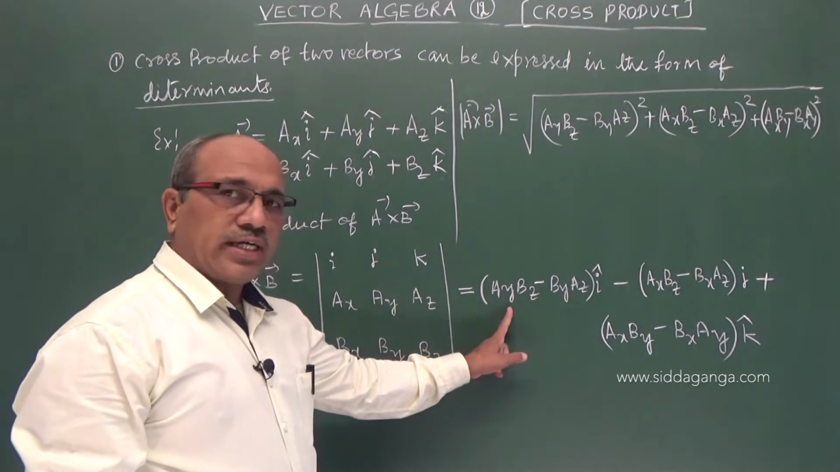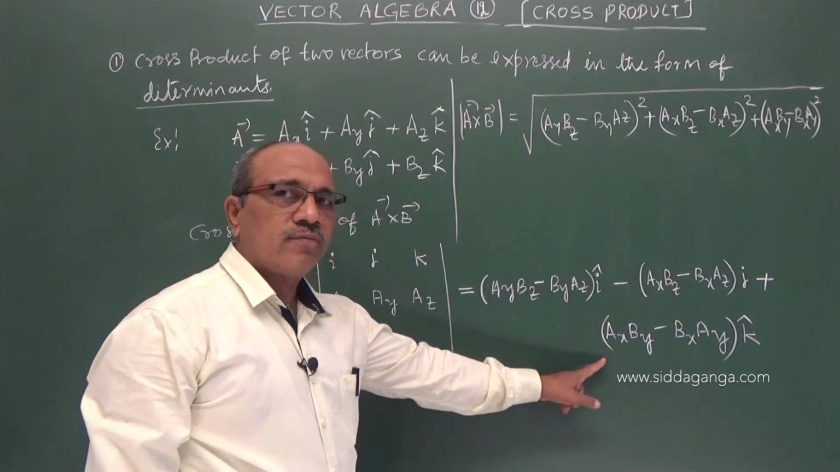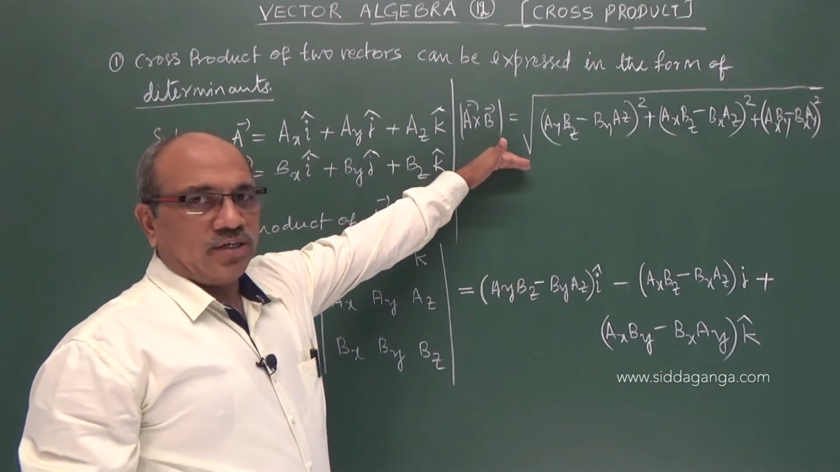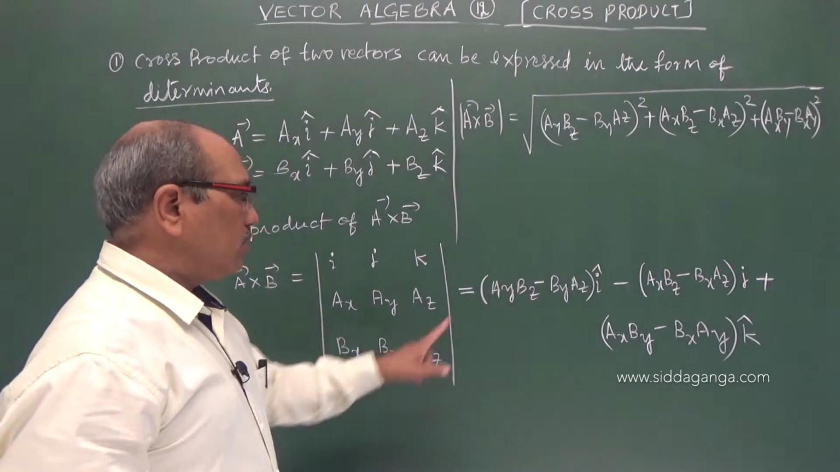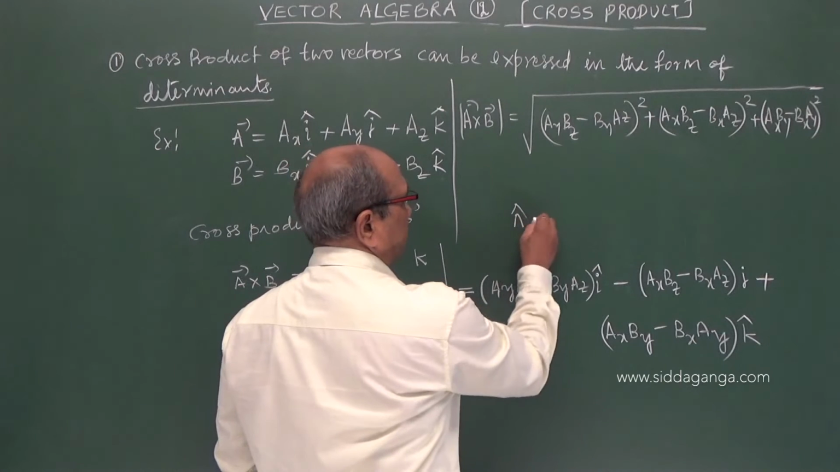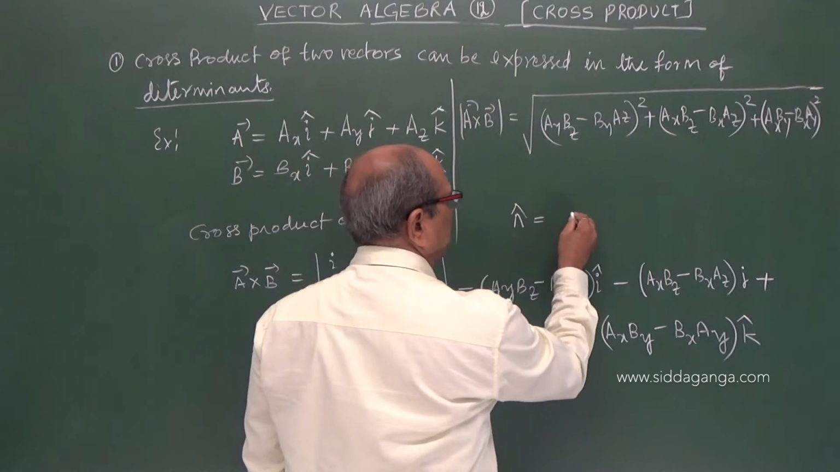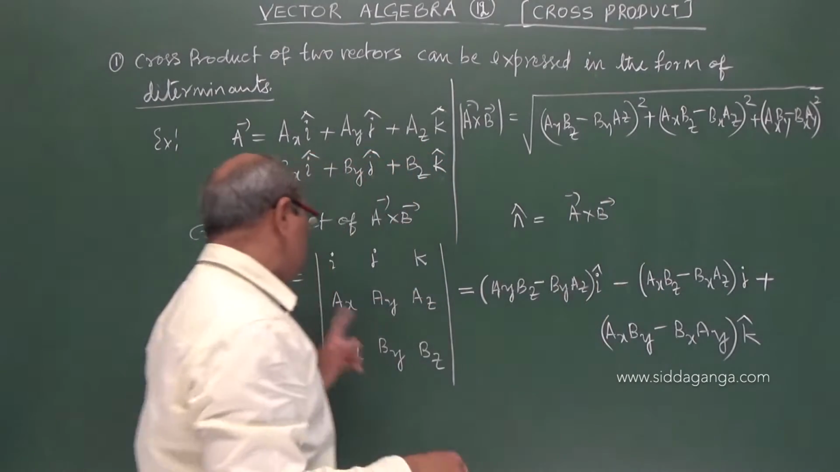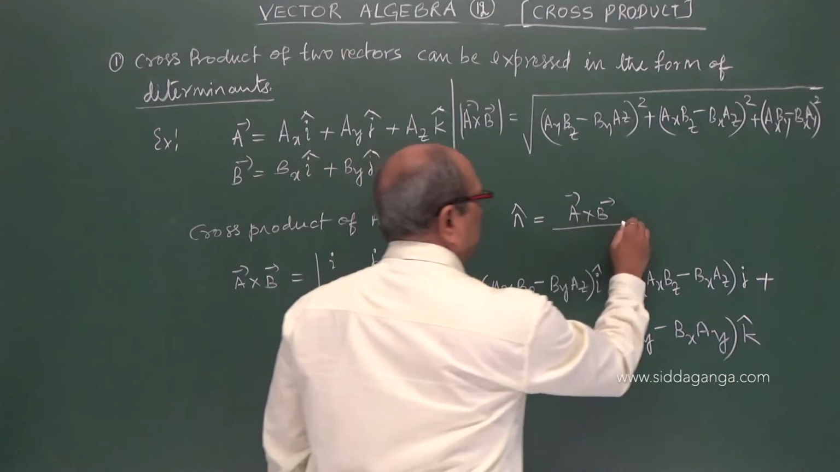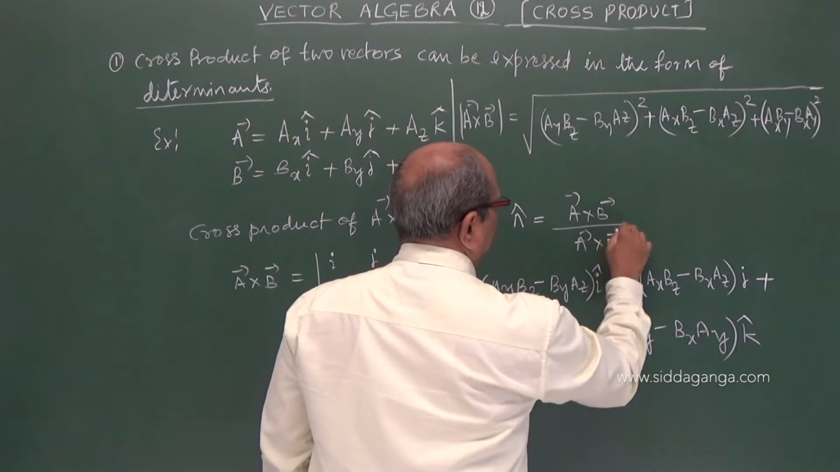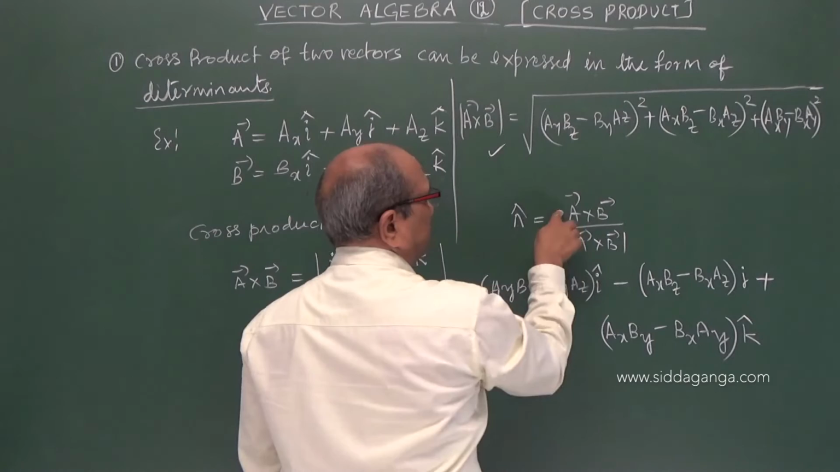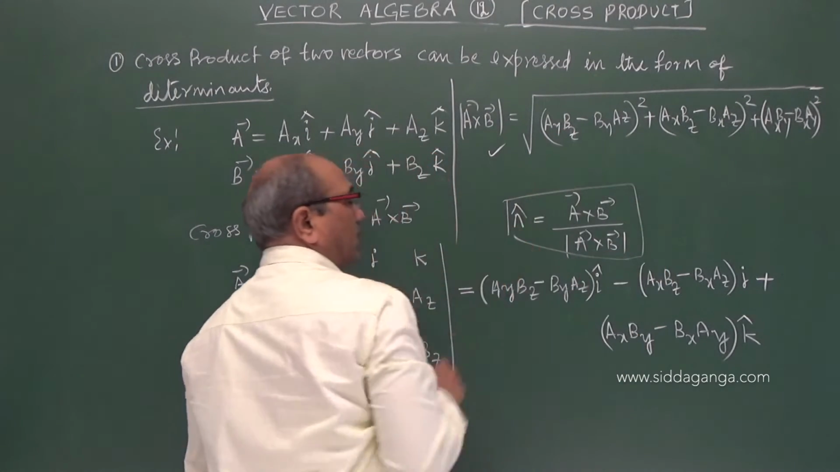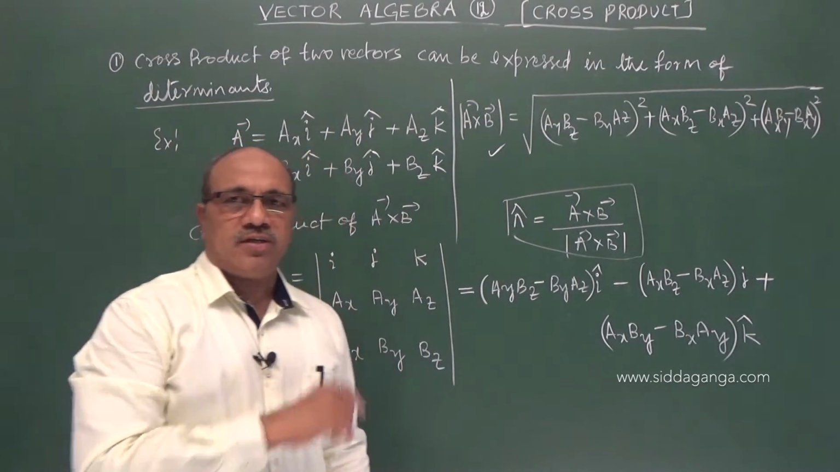The cross product directly comes with both magnitude and direction. If you only want the magnitude, first find this and get the magnitude. If you want a unit vector perpendicular to A and B, A cross B means this value, and the magnitude of A cross B means this value. If you take the ratio of the two, you will get the unit vector in the direction perpendicular to A and B.